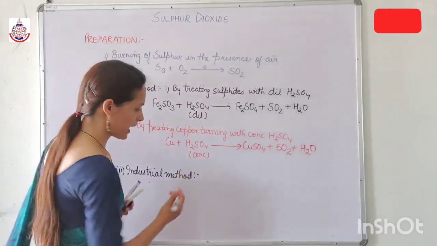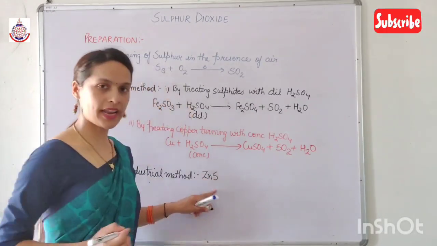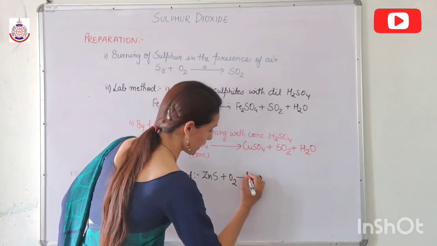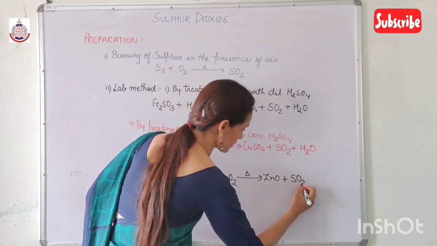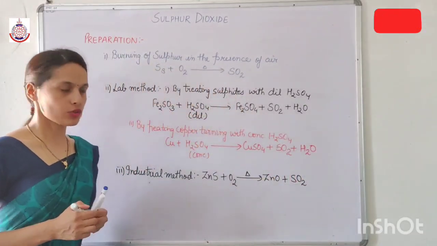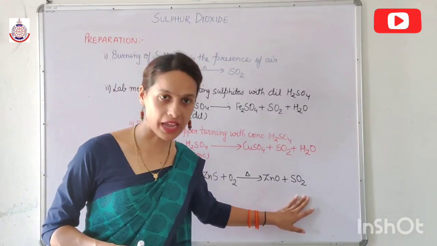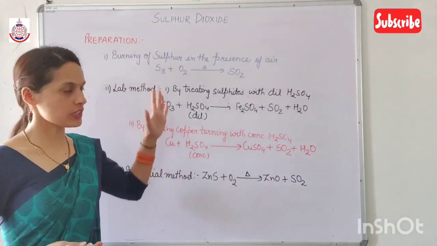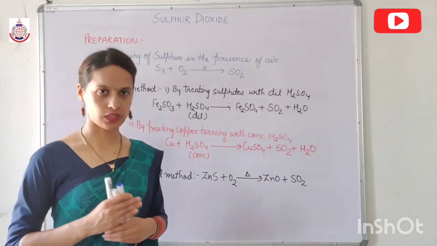For example, I have a sulfide ore, let it be ZnS, that is zinc blende. When I heat zinc blende in the presence of air, I get zinc oxide plus sulfur dioxide as a byproduct. So in industry, we can prepare sulfur dioxide as a byproduct by the roasting of sulfide ores. These are the methods through which we can prepare sulfur dioxide.